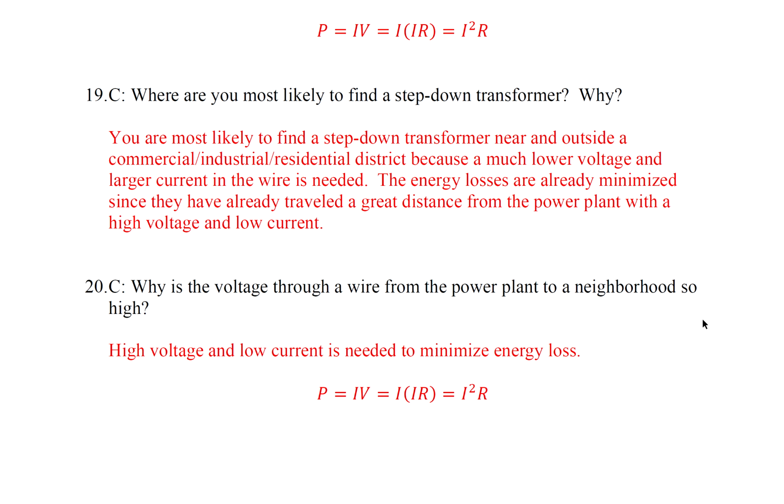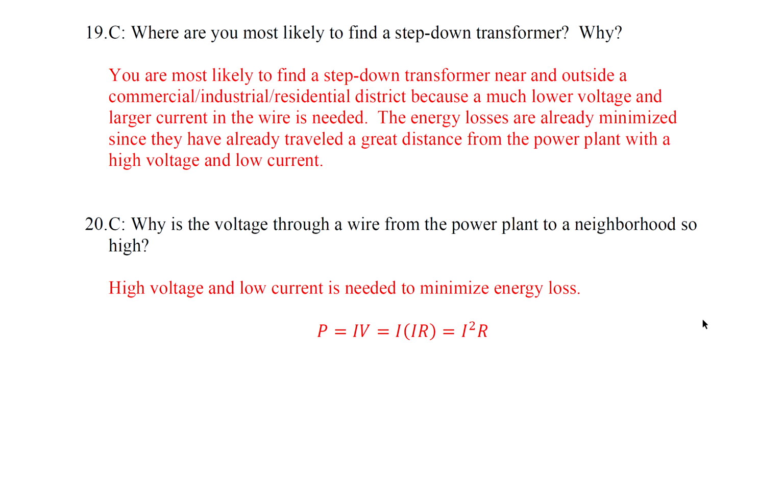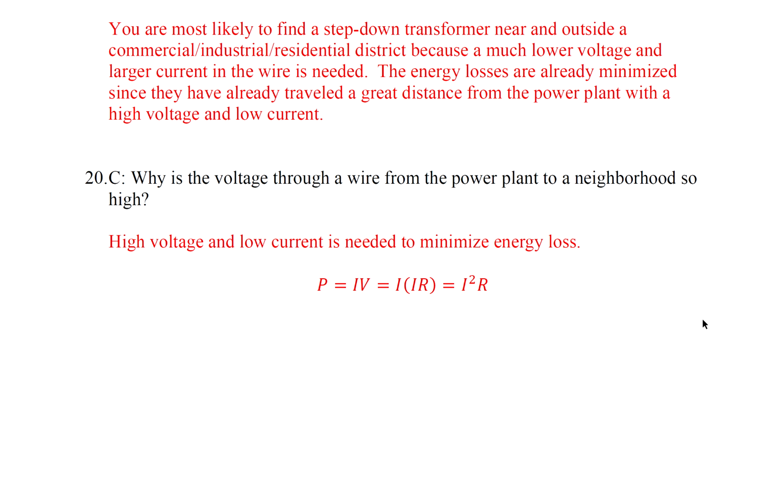Question 20. Why is the voltage through a wire from the power plant to a neighborhood so high? High voltage and low current is needed to minimize energy loss. So if we have I squared R, if we square I, if that number is less than 1, that number is very small.